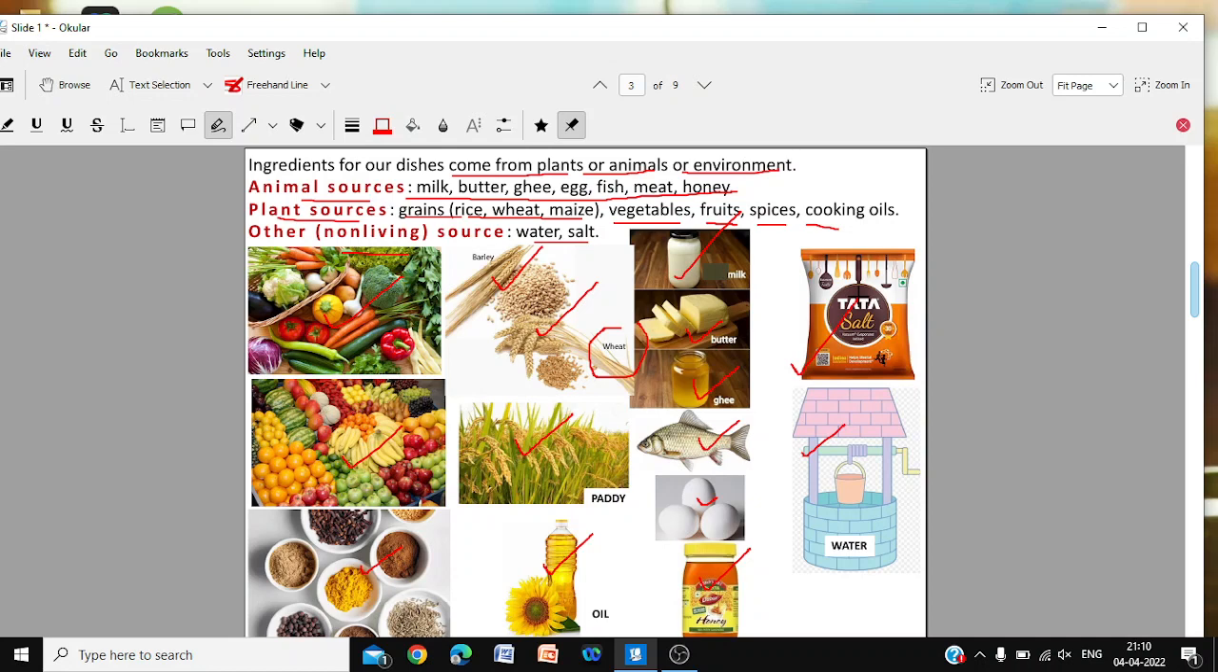So, we are getting fruits, vegetables, spices, cooking oil, grains from plants, milk, butter, ghee, fish, egg, honey, and meat from animals, and salt from seawater and water from lakes and ponds. This is what we call the sources: animal sources, plant sources, and non-living or environment sources from where we get water and salt.